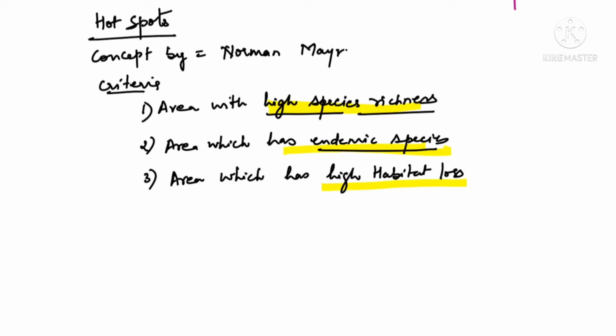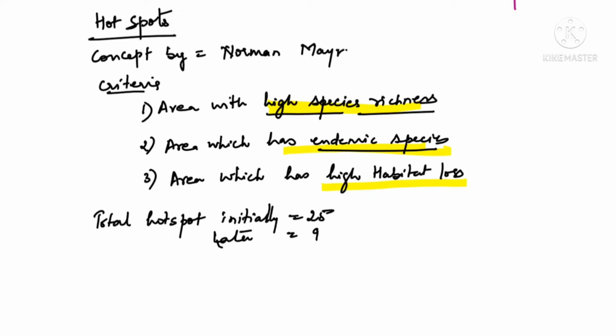The total number of hotspots all over the world, initially when they made them, were 25. Later, 9 were also added. Now how many hotspots are present in total? The total is 34, in which India has 3 hotspots. So India has 3 hotspots.